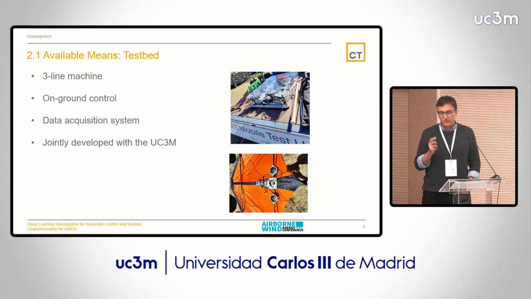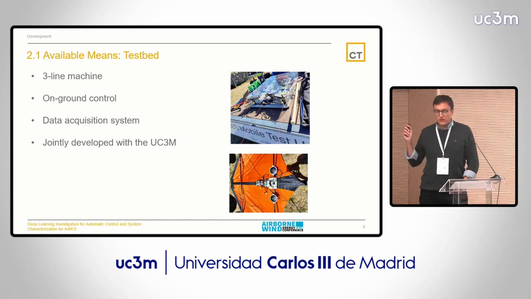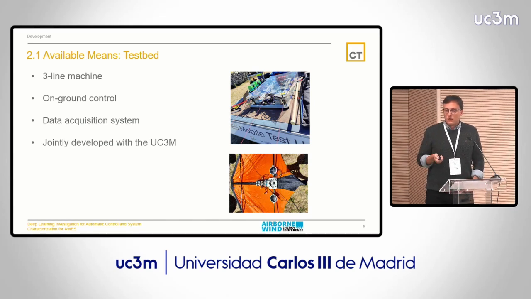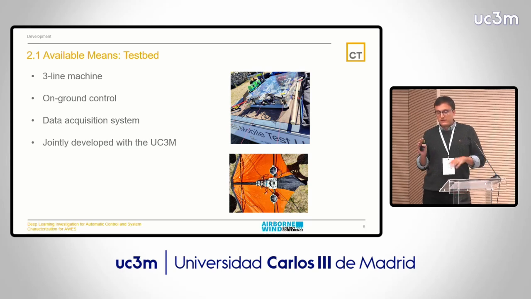So as available means, we had first a testbed developed jointly with this university, whose evolution you can see at the gates of the Congress. But at the time when we started the project, this was a 3-line machine with on-ground control, with some data acquisition system, with a Pixhawk, with GPS, and some dynamic data, some anemometer on ground, and some miscellaneous sensors. And also we had the load cells, both in air and on ground, to measure the tether tensions.